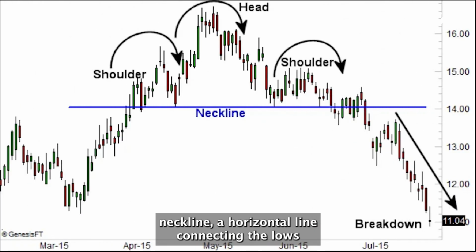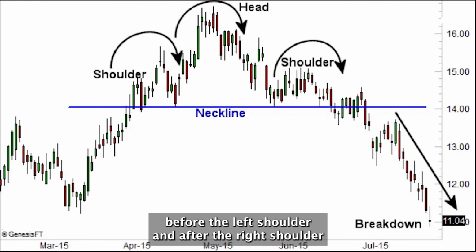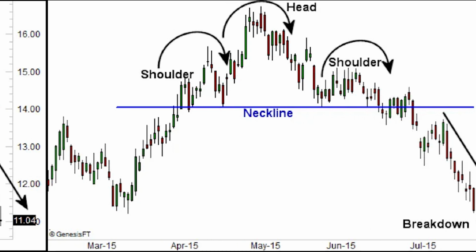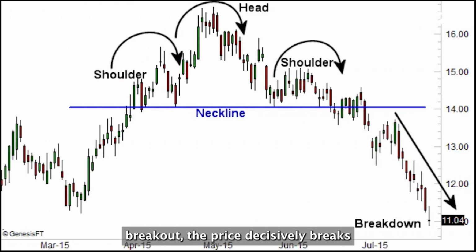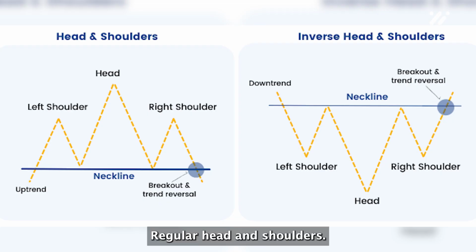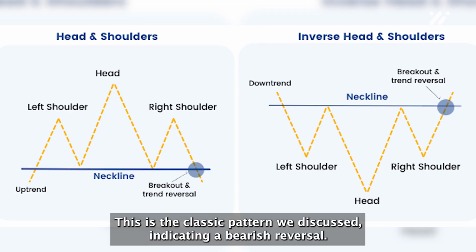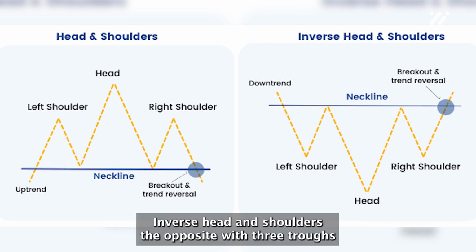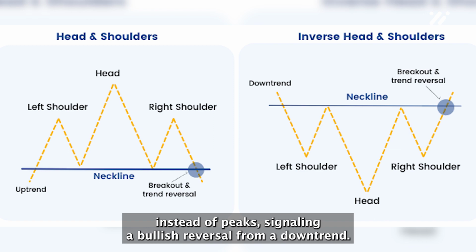Neckline, a horizontal line connecting the lows before the left shoulder and after the right shoulder. Breakout. The price decisively breaks below the neckline, confirming the downtrend reversal. Regular head and shoulders. This is the classic pattern we discussed, indicating a bearish reversal. Inverse head and shoulders, the opposite, with 3 troughs instead of peaks, signaling a bullish reversal from a downtrend.